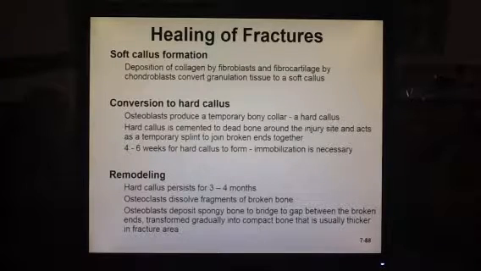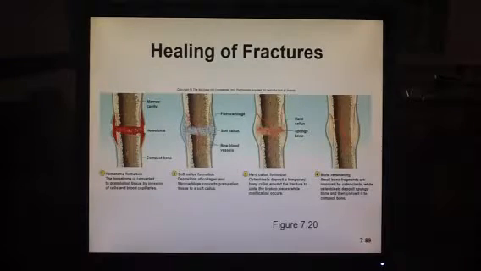The remodeling occurs very last. It's where the hard callus has to persist for 3 to 4 months. The osteoclasts dissolve the fragments of the broken bone, and then osteoblasts deposit spongy bone to bridge the gap between those broken ends. And then eventually that's all going to transform into compact bone. It's usually thicker in the fractured area. So this is kind of a picture version of what we just went through. The hematoma happens first, then the soft callus, then the hard callus, eventually spongy bone, and then finally, in the last picture, everything is turned over into all new bone.